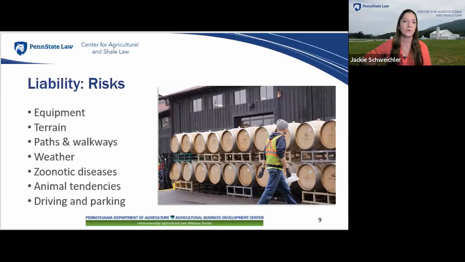If you have a petting zoo or if you have any animals on the farm that could come into contact with customers or even just friends and family, there's always a risk of zoonotic diseases, animal tendencies, things like kicking or biting, just things to be aware of. And with all this potential for danger, farmers and landowners are expected to go above and beyond, right, to protect their on-farm customers. But there's no such thing as a 100% safe farm, which is why we have these immunity statutes.